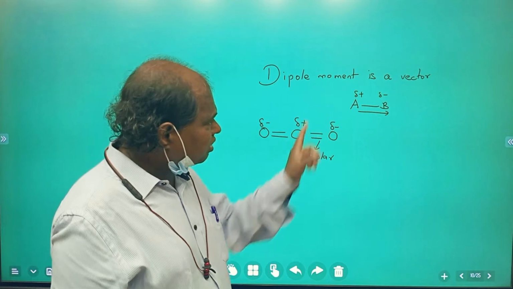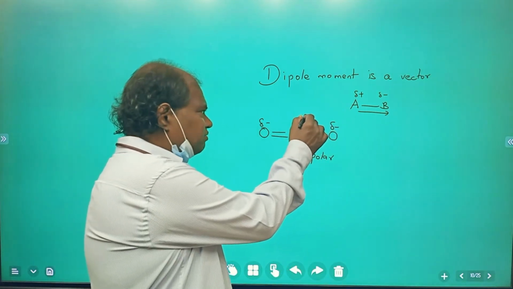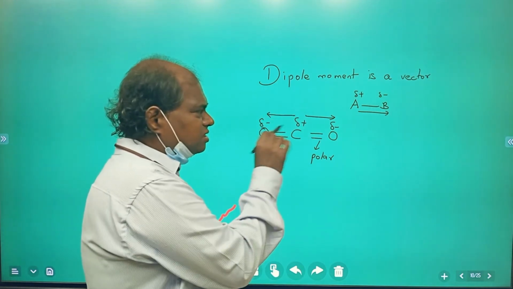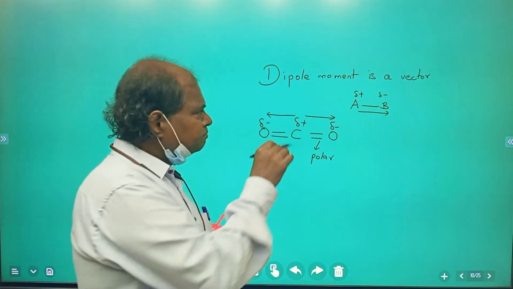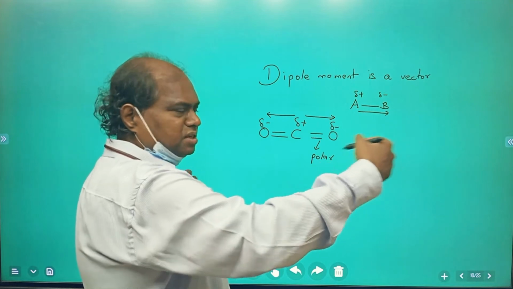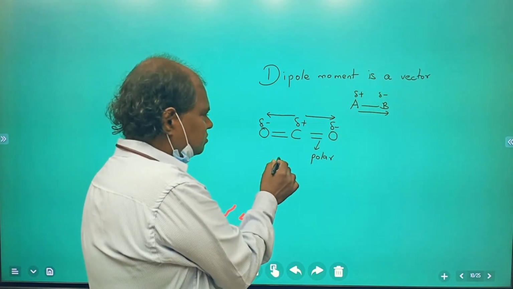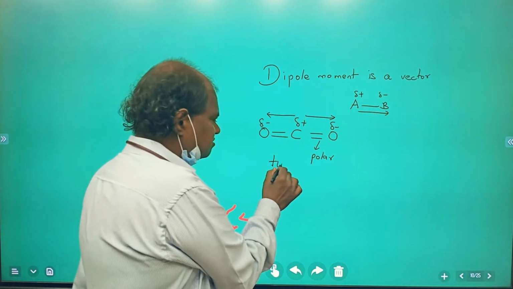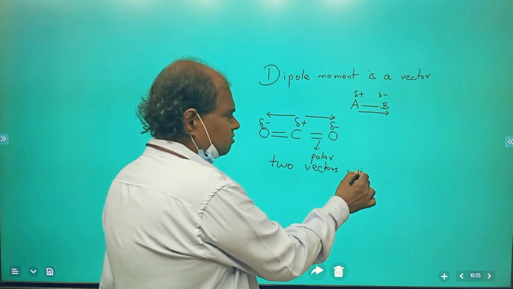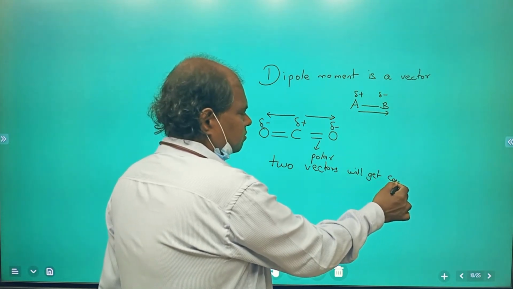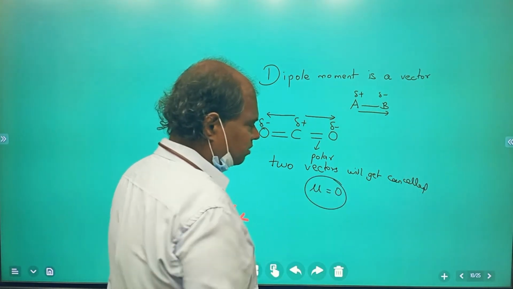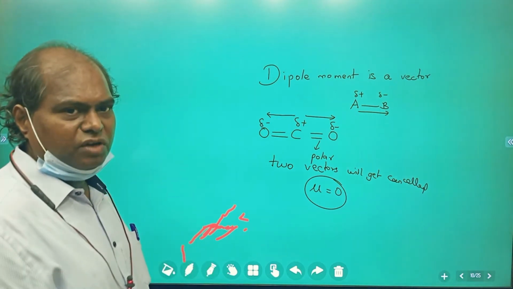But if you see the overall thing, it gets cancelled. Why? Because plus minus, you will get one vector like this, and you will get a vector like this. Vector means it has got a direction. Physics you might have studied, right? The direction is there, from plus to minus, here also. So these two vectors, one is opposite to the other one, they'll get cancelled. So the net dipole moment will be zero. So this molecule's dipole moment shall be zero because it will get cancelled. Very important.